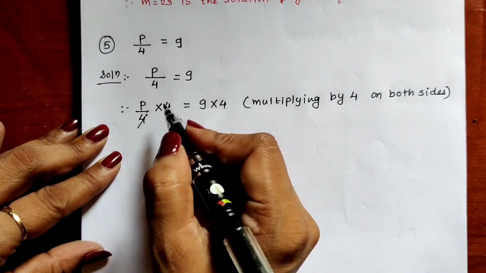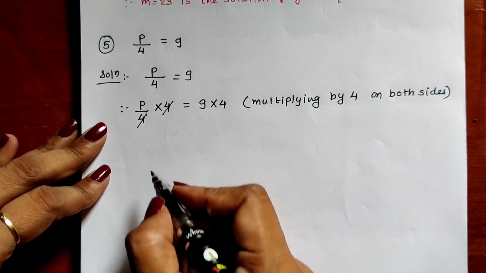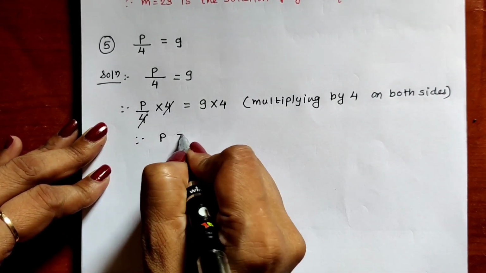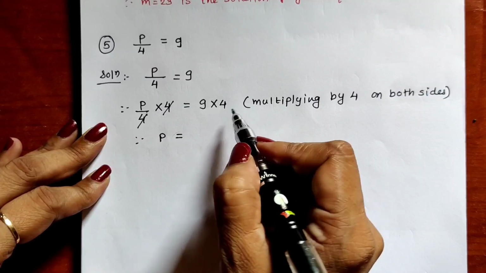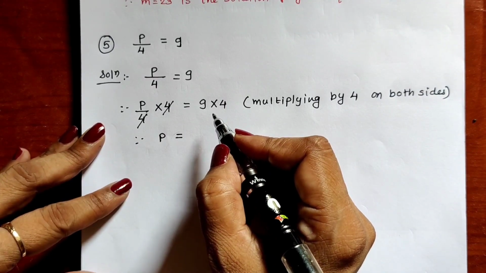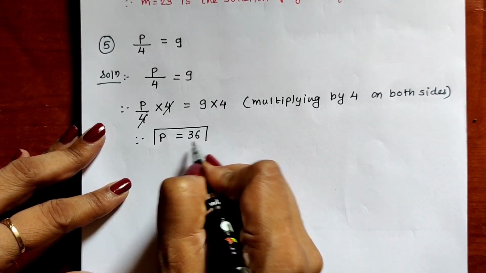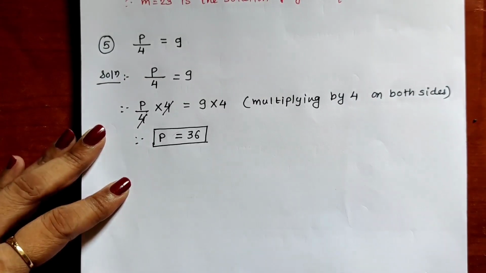So in denominator 4, in numerator 4 cancel. 4 ones are 4, 4 ones are 4 cancelled. What is remaining? P. What we can do on the right hand side? 9 4s are simple multiplication. What is 9 4s? 36. So P is equal to 36. Value of variable we have got.